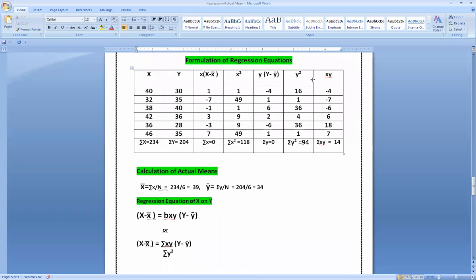We'll have to square it in the sixth column. 4 square is 16, 1 square is 1, 6 square is 36, 2 square is 4, 6 square is 36, then 1 square is 1. Total value of summation y square is 94.